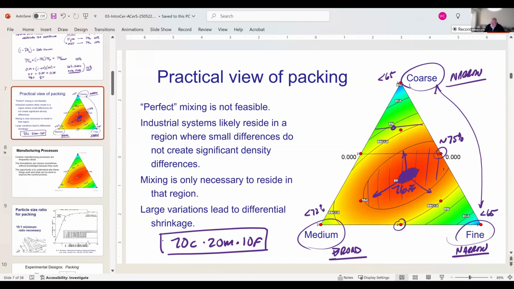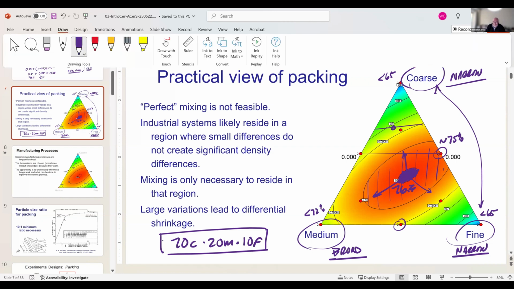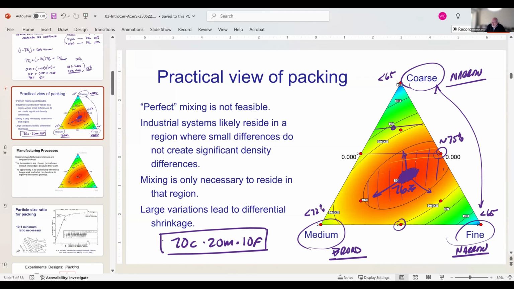But if you notice, this whole region that I outlined previously is relatively uniform across this whole area. This is the opportunity for a robust process. If my blend of 3 powders falls within this region somewhere, maybe I pick it at the optimum right here, then variations in mixing end up with a very small variation in my packing efficiency, provided I can mix sufficiently well that everything falls within this oval.